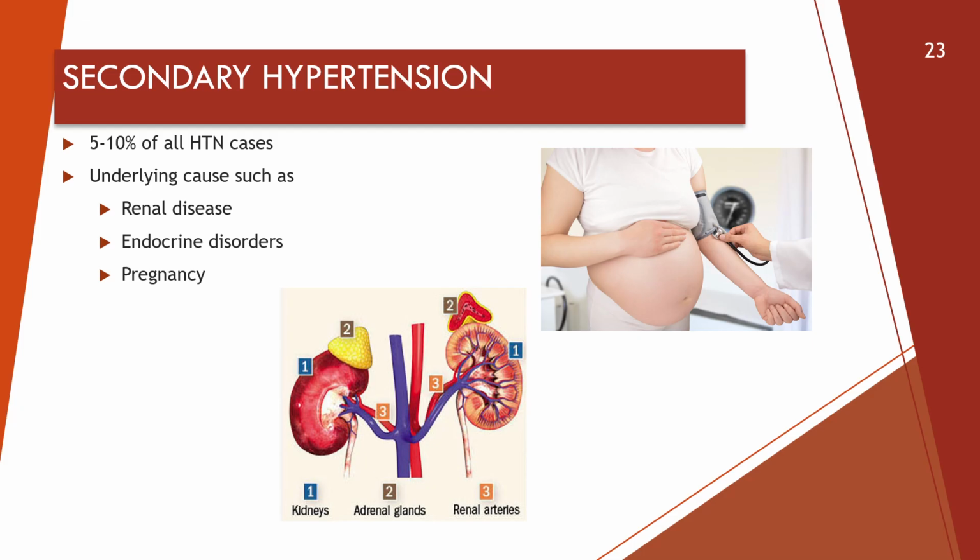Pregnancy can also increase blood pressure or even make it worse, and it's usually resolved after giving birth, but you'll learn more about it in OB. Basically, with secondary hypertension, we need to treat the underlying cause, and once that's fixed or controlled, the blood pressure will also follow and go within normal limits. Because if we push meds without fixing that cause, that high blood pressure is just going to come back.